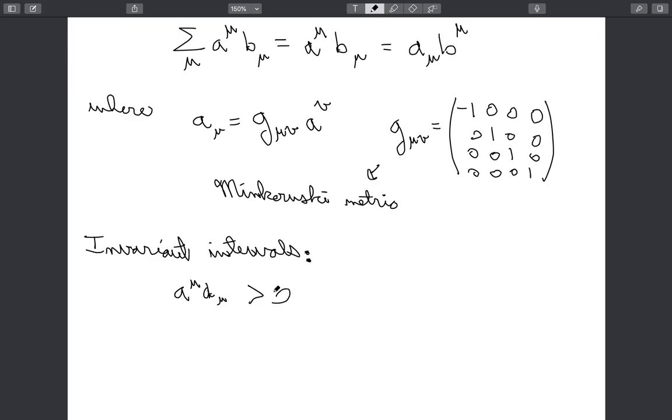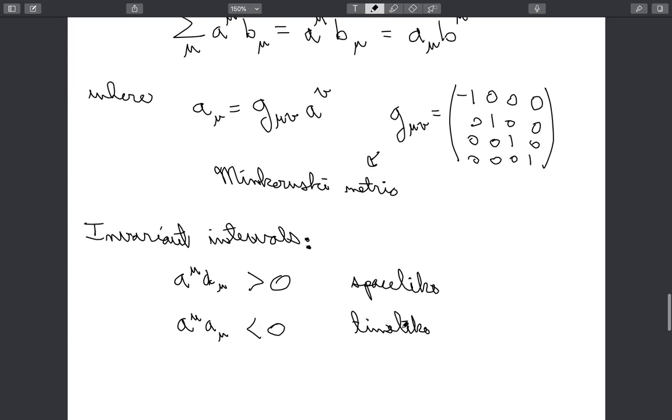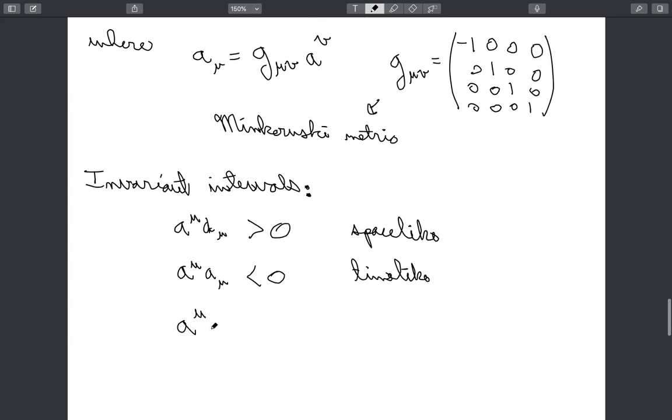So if the norm is greater than 0, then the space components dominate over the time components, and this is called space-like. If, on the contrary, the norm is less than 0, then the interval is called time-like. And if it's equal to 0, although this term is not used very often, this is called light-like. More often people say that you just stay on the same light cone.